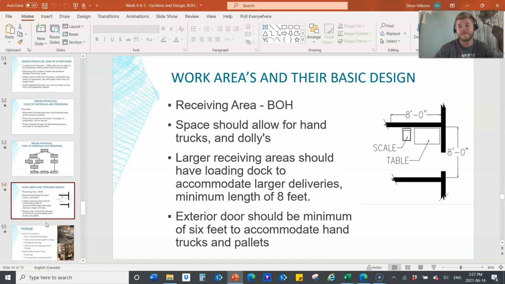So just a few more spaces I'll talk about. The receiving area is in the back house. It's the very first area from the back door that you would enter into. There's a couple things that you should have in this receiving area.